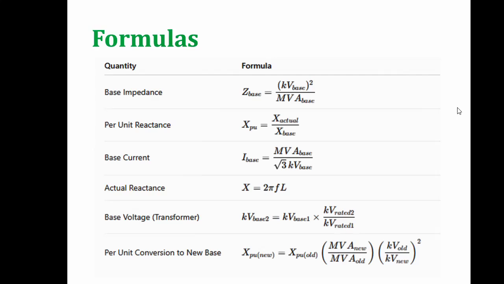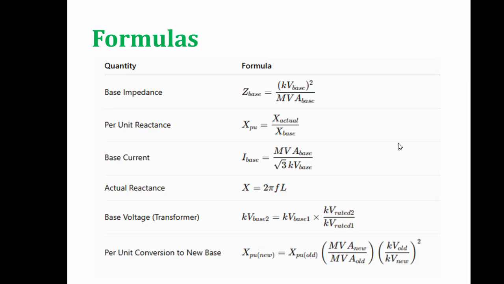For converting from one base to another base, we use the formula kV base 2 equal to kV base 1 into kV rated 2 divided by kV rated 1. Here, rated 2 may be either the high voltage side or the low voltage side. So, depending upon the transformer connections and depending upon the load or generator connected on the low voltage or high voltage side, we have to change the base conversion.